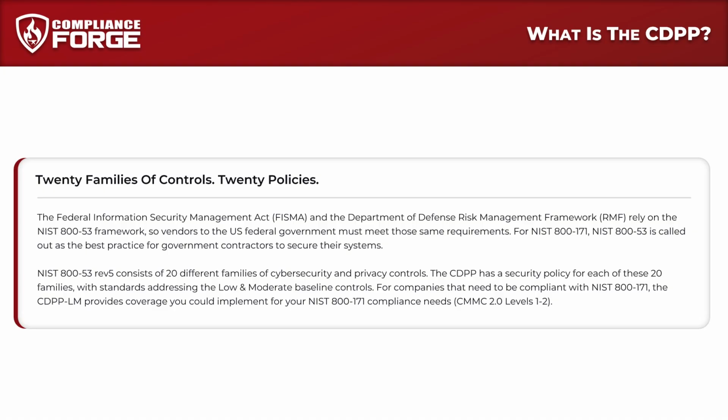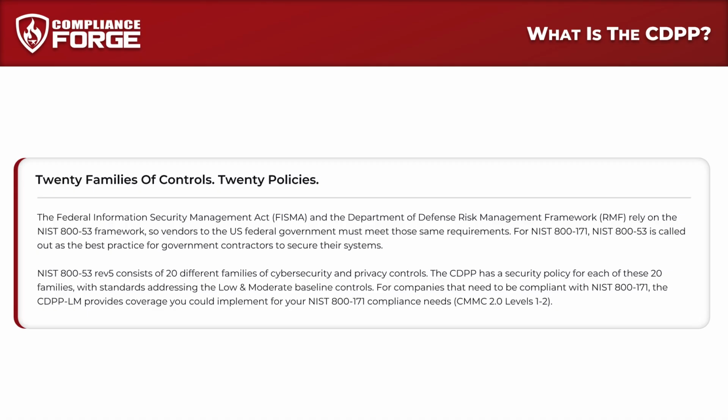The Federal Information Security Management Act, FISMA, and the Department of Defense Risk Management Framework, or RMF, rely on the NIST 853 framework, so vendors to the U.S. federal government must meet those same requirements. And for NIST 800-171, NIST 853 is called out as the best practice for government contractors to secure their systems.